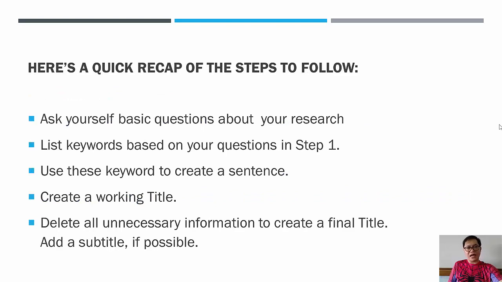Okay, here's a quick recap of the steps to follow. 1, ask yourself basic questions about your research. 2, list keywords based on your question in step number 1. 3, use these keywords to create a sentence. 4, create a working title. And 5, delete all unnecessary information to create a final title. Add a subtitle if possible.